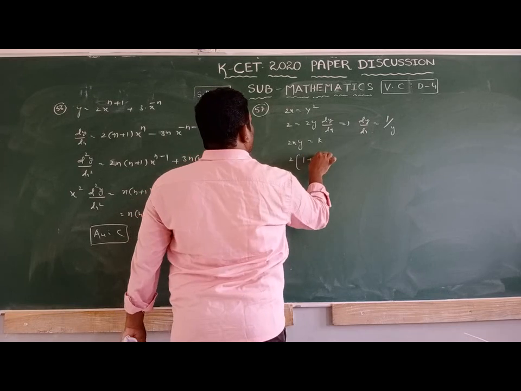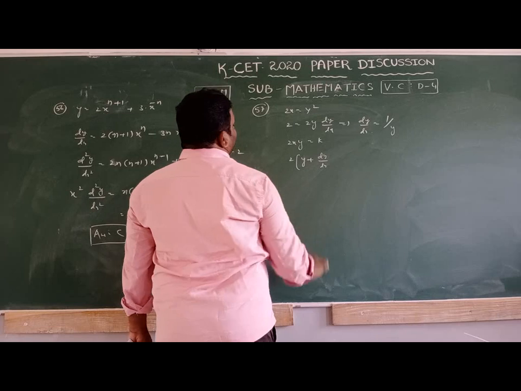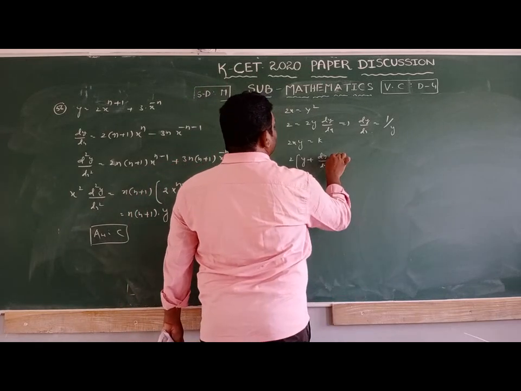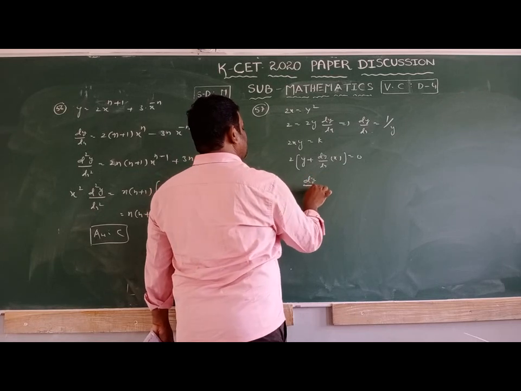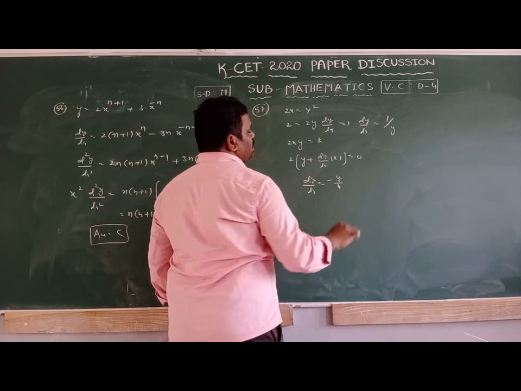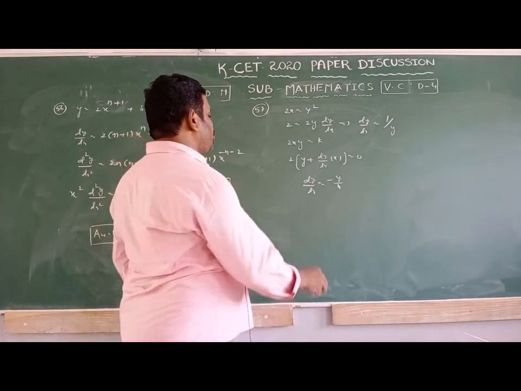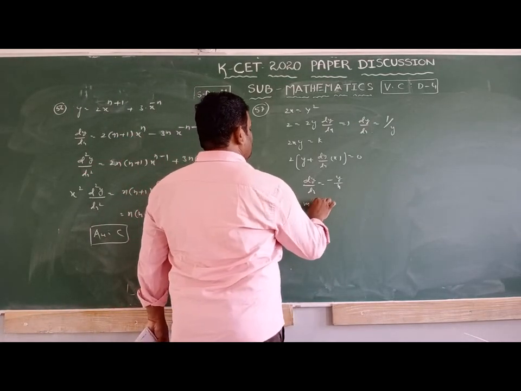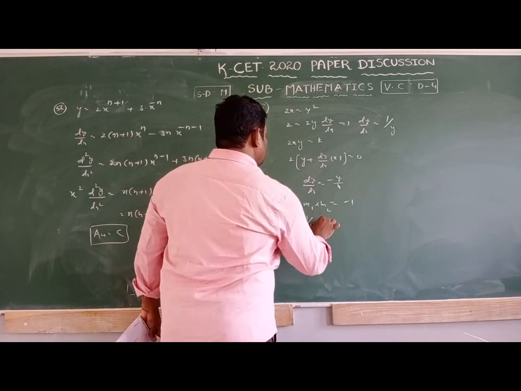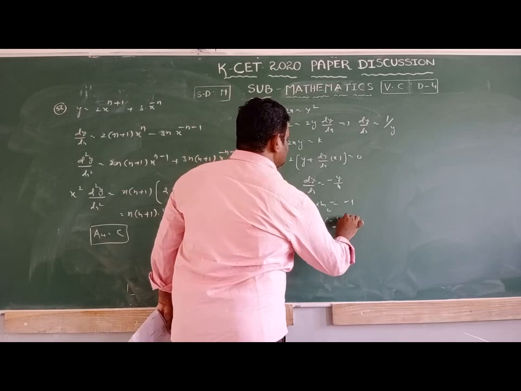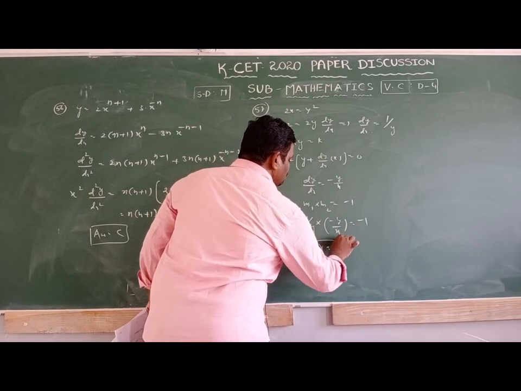2 into 1 plus y into 1 dy by dx into x is equal to 0. Then dy by dx is equal to minus y by x. Here it is given that these two lines are intersecting perpendicularly. Slope product m1 into m2 is equal to minus 1. So 1 by y into minus 1 by x is equal to minus 1. So finally from this equation, x is equal to 1.